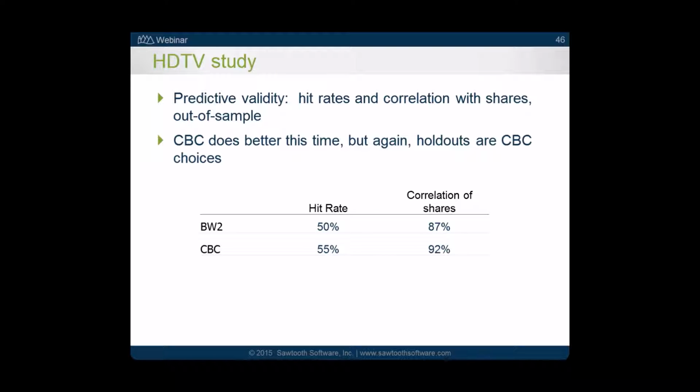We did a second study using high-def TVs, and this time we found that the choice-based conjoint did a little bit better than the best-worst case 2 scaling, but the best-worst case 2 didn't do too badly. So I think it's a viable method that we can use. It's something we should add to our toolbox. If you're like me, you'll find that you don't use it very often, but I think it's nice to have in the toolbox anyway.